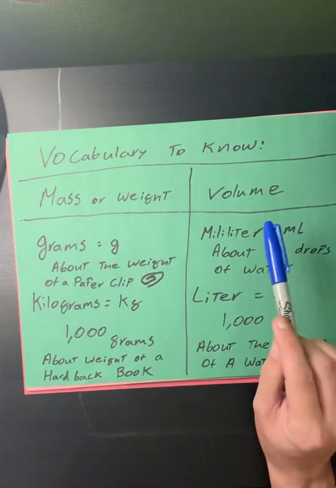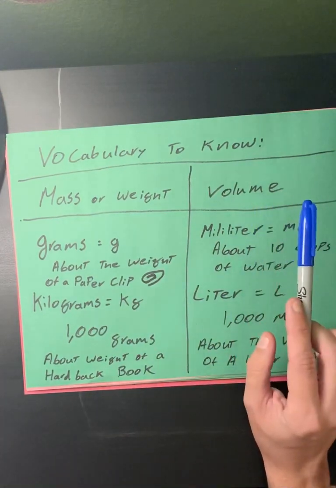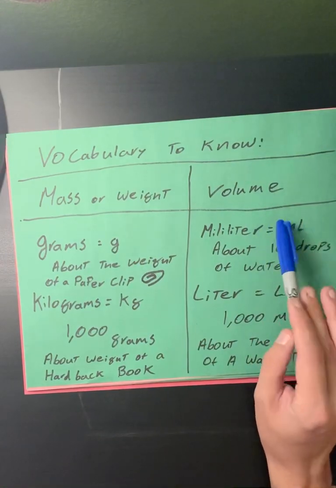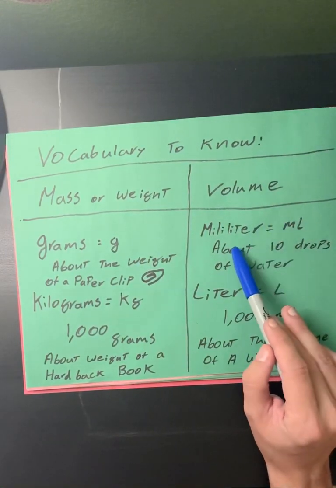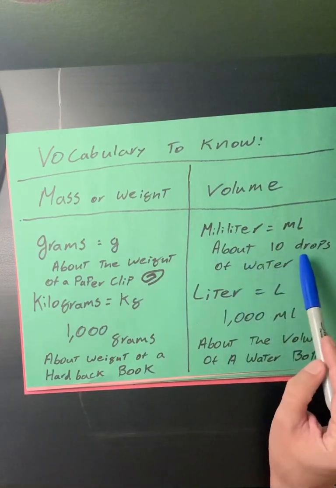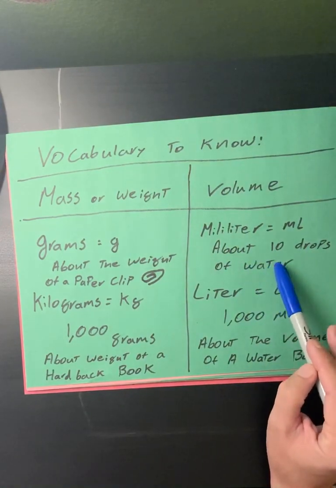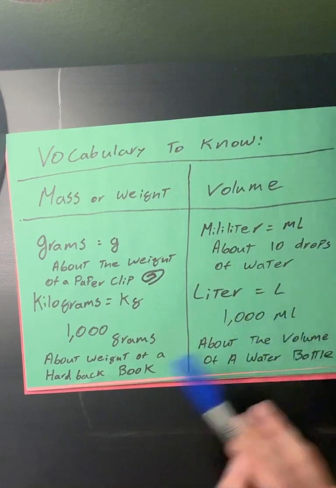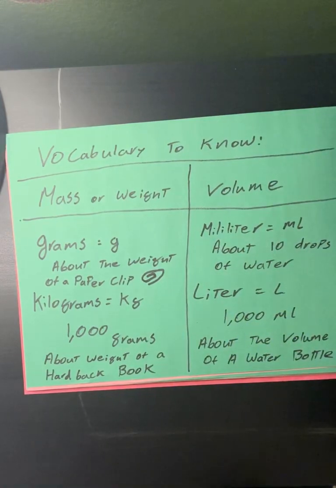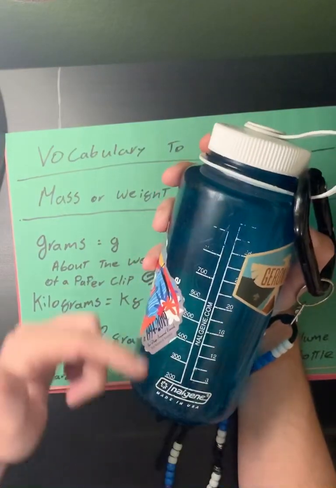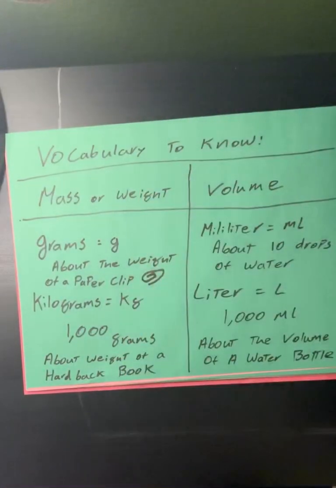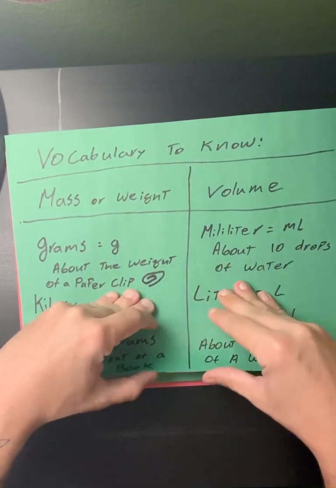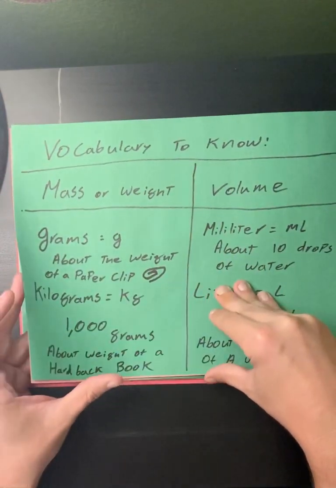Volume, such as a water bottle, water canister, if we are in the metric system, we are using milliliters, which is about 10 drops of water, and liters, which is 1,000 milliliters. If you see me carrying around my big old water bottle, this is 1 liter of water. So those are our terms to know for today's activity.